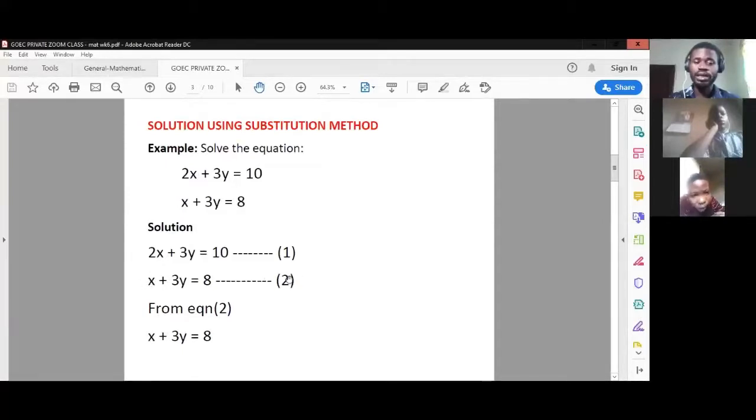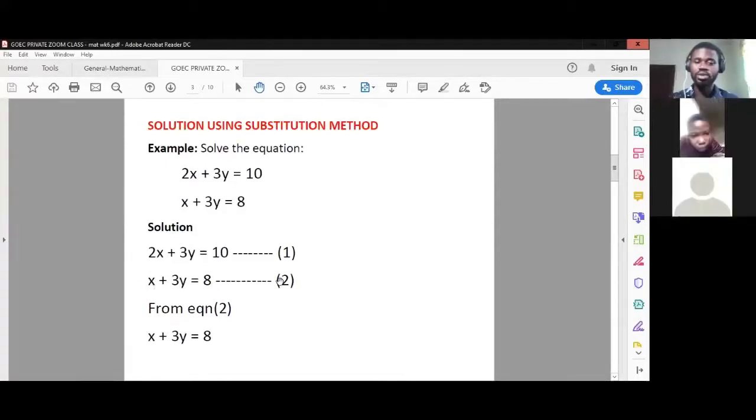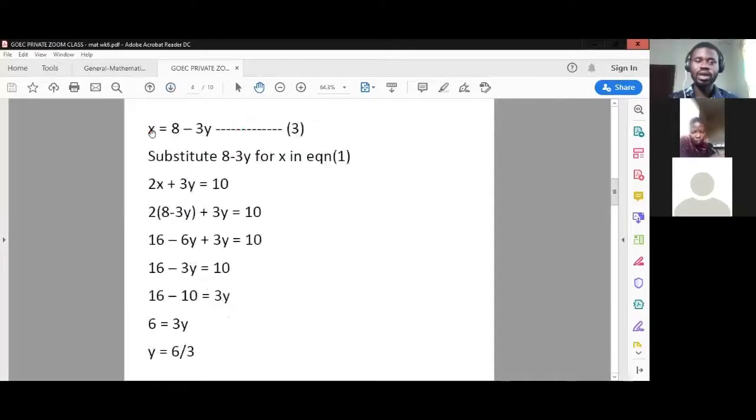Okay, and that belongs to equation 2. So we bring it out: x plus 3y equals 8, and we want to make x the subject of the formula. Because x is already standing alone, we just take the plus 3y and send it to the other side. When we send it to the other side, it becomes minus 3y. That's how we got x equals 8 minus 3y.